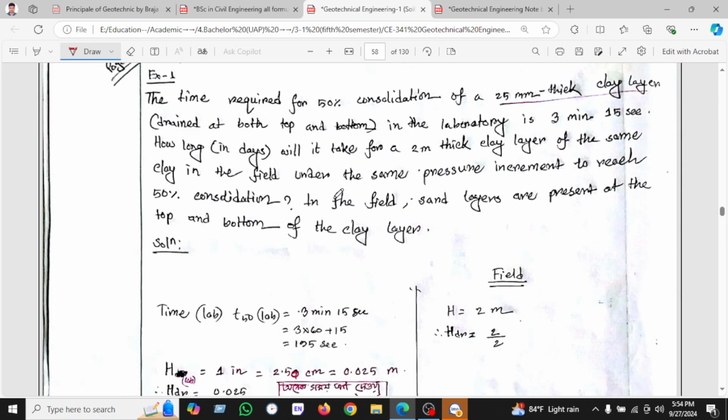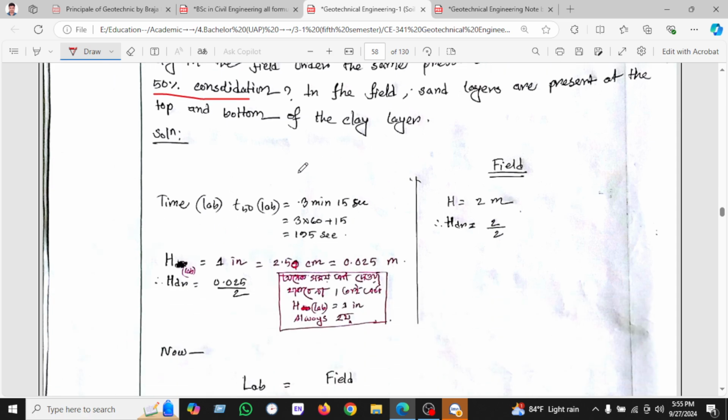Another example we can see here, for the time required for 50% consolidation of a 20 millimeter thick clay layer, drained at both top and bottom in the laboratory, in 3 minutes 15 seconds. And how in days we have to calculate in days. We take a 2 meter thick clay layer of the same clay in the field under the same pressure to reach 50% consolidation, and in the field the same sand layers are present at the top and bottom of the clay layer. Okay, let's see.